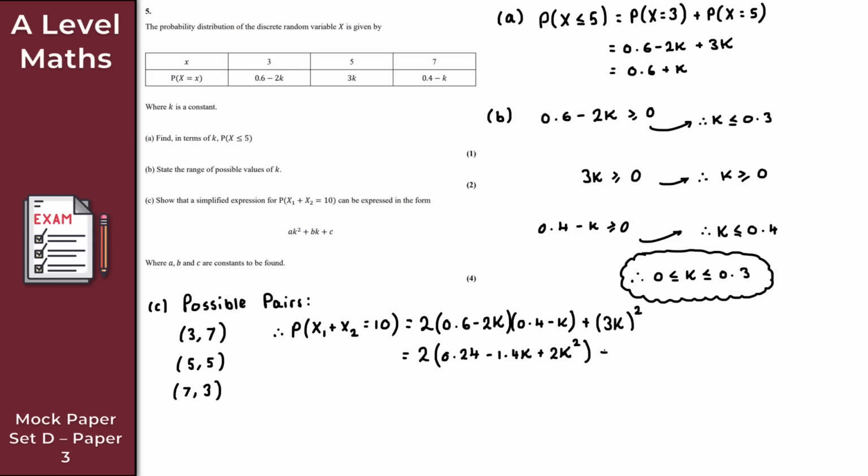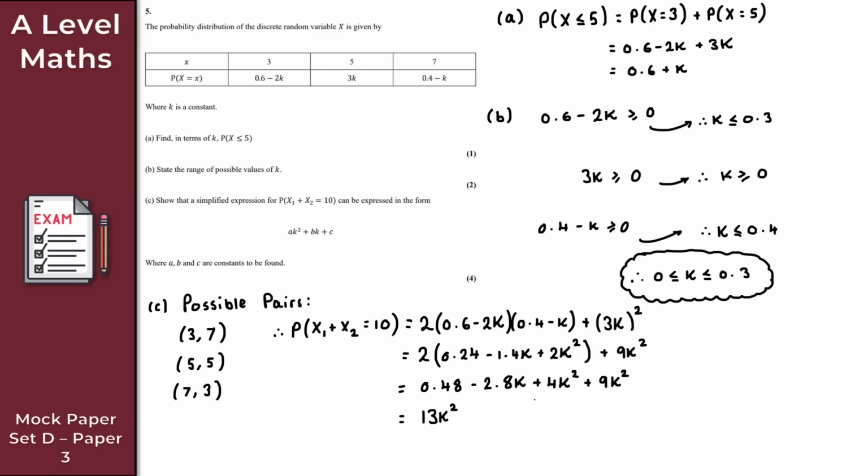Okay, like so. So now let's multiply by the 2 here on the outside. So 2 times 0.24, that is 0.48. We've then got 2 times minus 1.4k, so that's minus 2.8k. Like so. And then 2 times 2, I get 4k squared. Don't forget the 9k squared at the very end here. And therefore, if we simplify here, what do we get? So 9k squared plus 4k squared, that's 13k squared. So I've got 13k squared there.